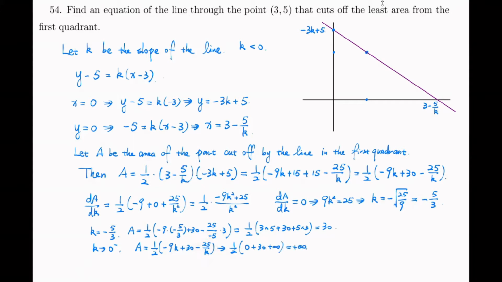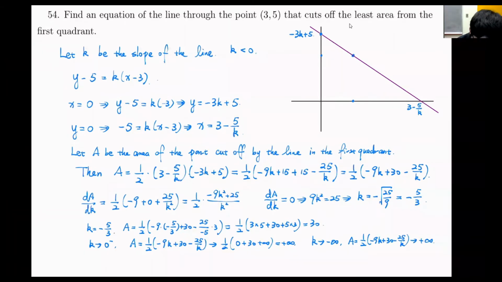And similarly, if k approaches minus infinity, we see that A is going to be equal to 1/2 times minus 9k plus 30 minus 25 over k. The first term is a negative number times a negatively large number, so that will be positive infinity. This will be 30, and this will approach 0, so the answer will be positive infinity. So this way we see that the area takes its absolute minimum at the number 30, so that we can formulate our answer.